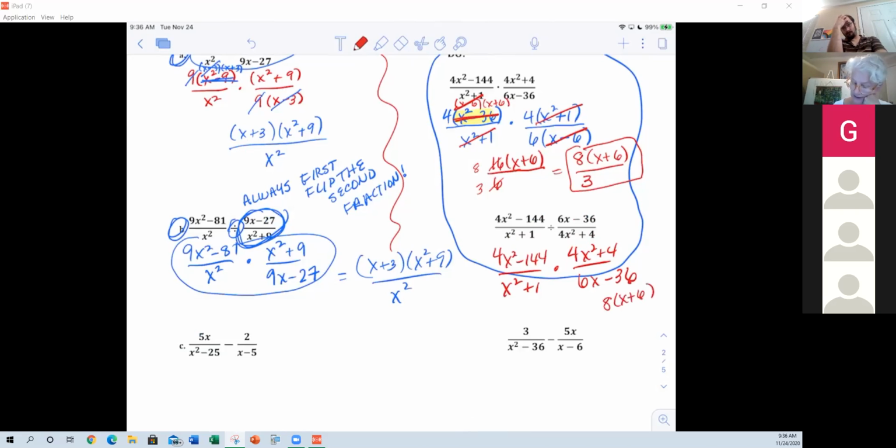Because the only difference between multiplication and division is that with division, you reciprocate the second fraction, and then you do it exactly the same.